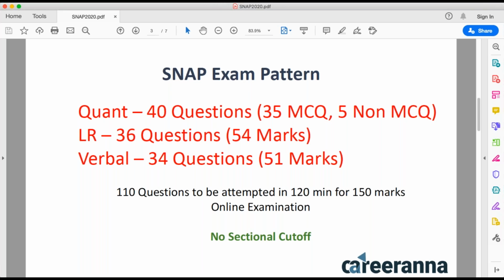So overall, 110 questions are there in the examination, which you need to attempt in 120 minutes, taking the total marks to 150. Another important thing to remember is there is no sectional cutoff in the SNAP examination, so you don't need to worry about sectional cutoffs. What you need to focus upon is maximizing your overall score. It's a very rare exam where there is no sectional cutoff, so you should take the entire benefit of it and ensure you maximize your score using your strong areas and not be bothered a lot about your weaker section.